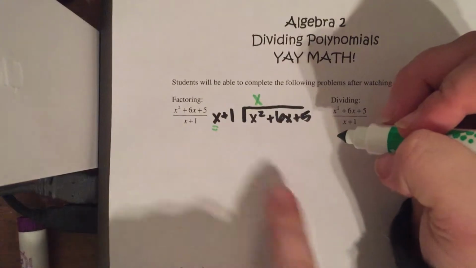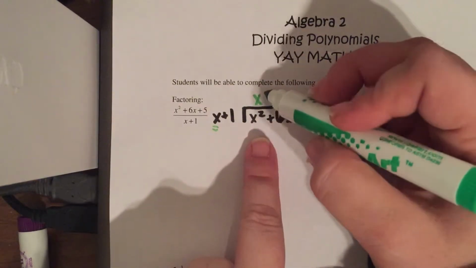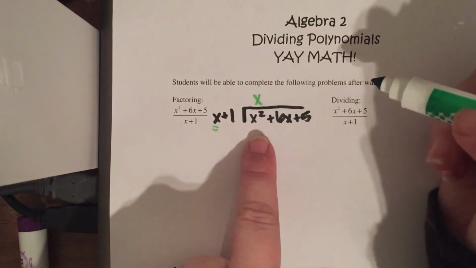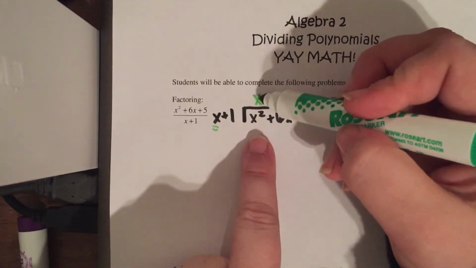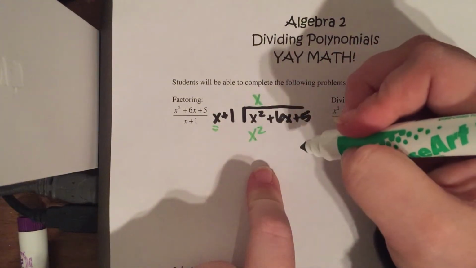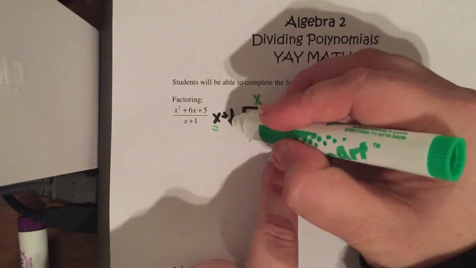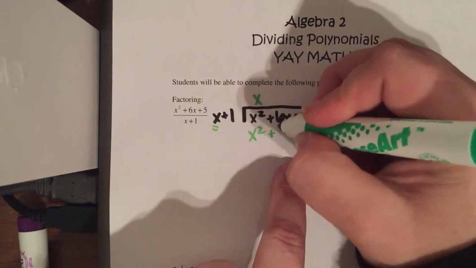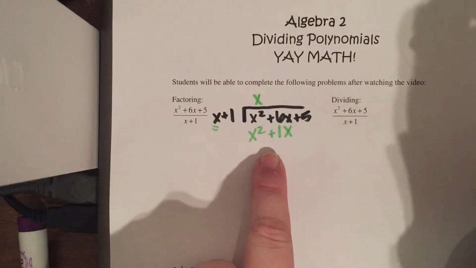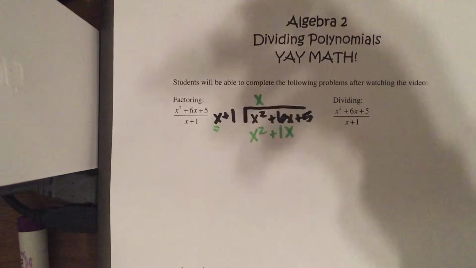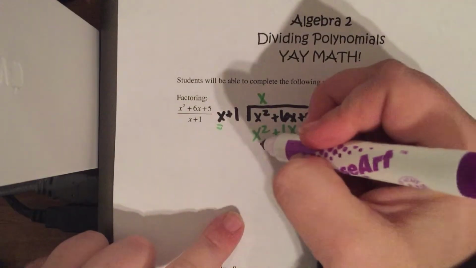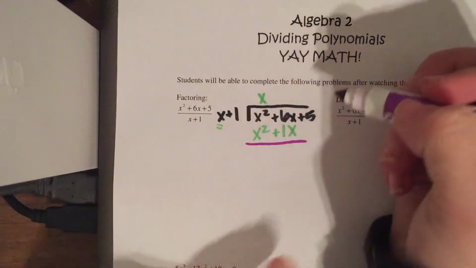Okay, so now what we do here is I take my number that I put at the top, and I'm basically distributing. I'm saying x times x is x squared, and then x times 1 is 1x, and it's positive, so that's why I put the plus sign. Now, just like you do with long division, we've got to subtract. So I have to subtract these terms that I've got right here.